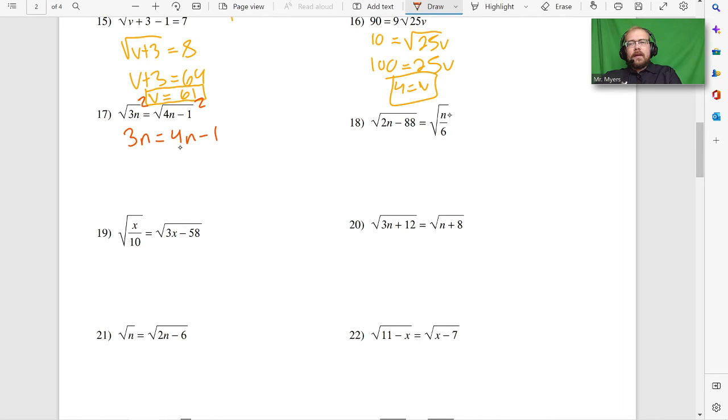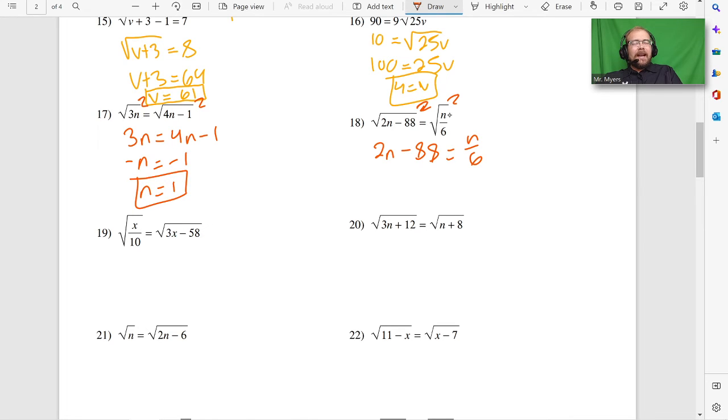So we would consolidate the n's. We would subtract 4n on both sides. Negative n, negative 1, so n is equal to 1. And that looks like that works. All right, so next up, square, square, cancels on both sides.